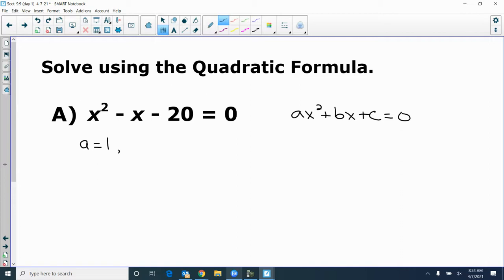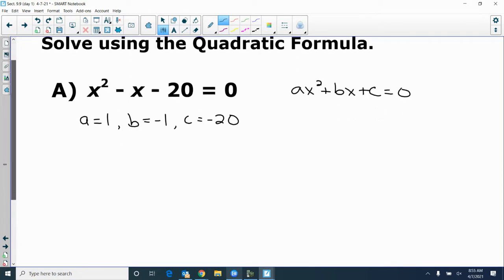Allie, what's the b value? Negative 1. And what's my c value? Negative 20. Okay, you do have to include the sign. So that should be the first thing you have written down there. A is 1. B is -1. C is -20.